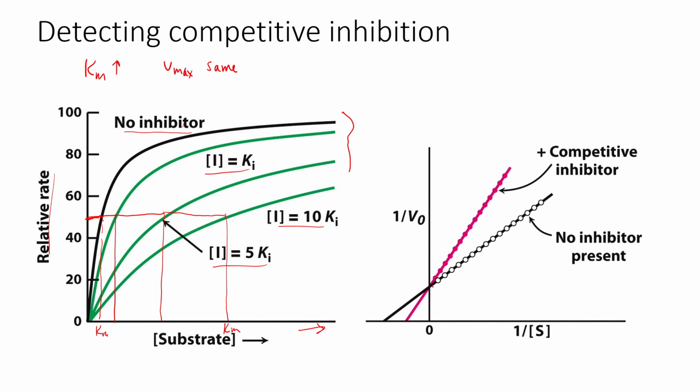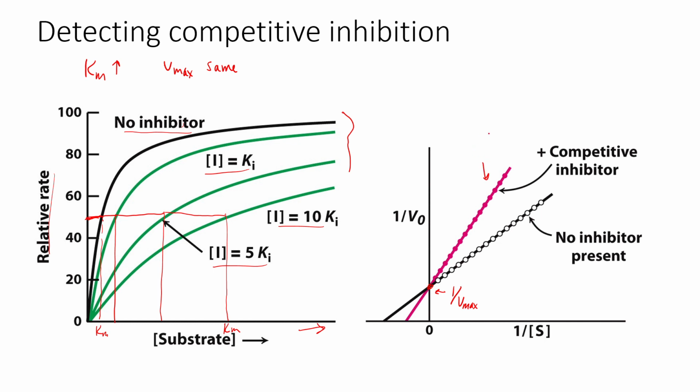So first, let's start with our y-intercept, which, if you recall, is defined as 1 over Vmax. And we were just talking about how for this type of competitive inhibition, our Vmax stays the same. And so in that case, 1 over Vmax would also stay the same. And so you can see in both lines, one with no inhibitor, one with a competitive inhibitor, the y-intercept is the same, right?